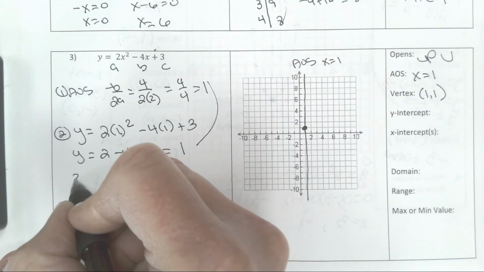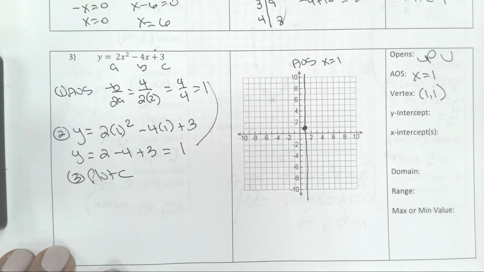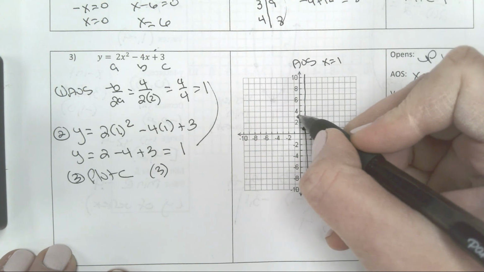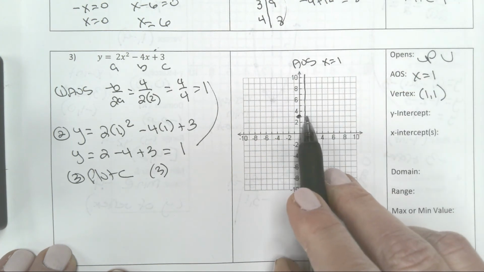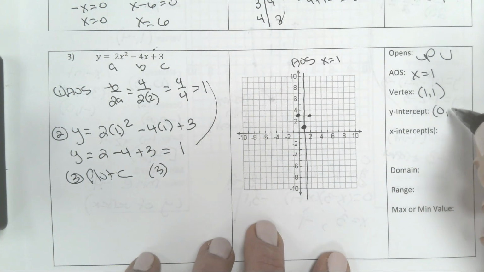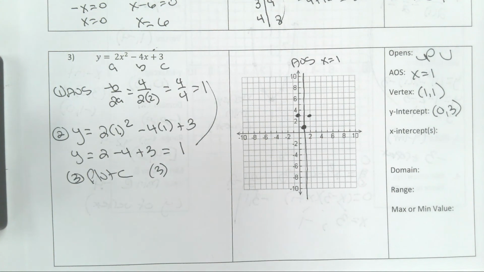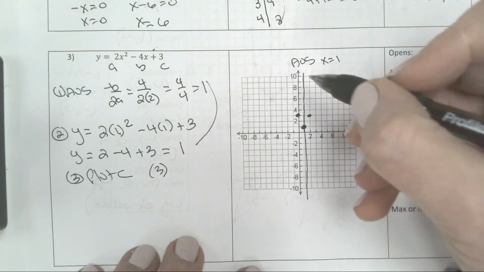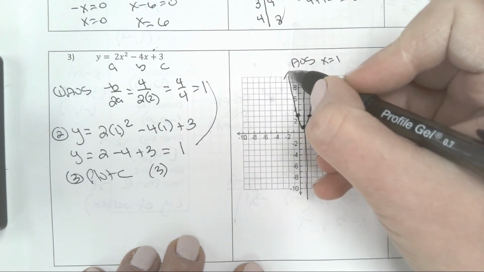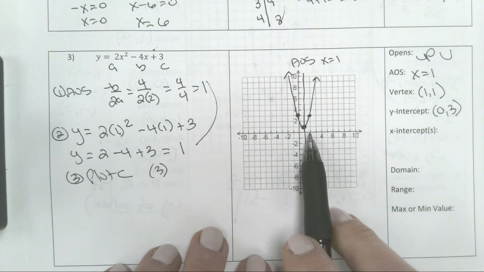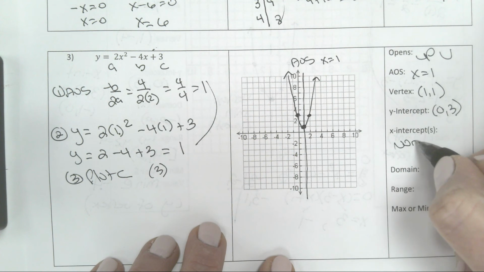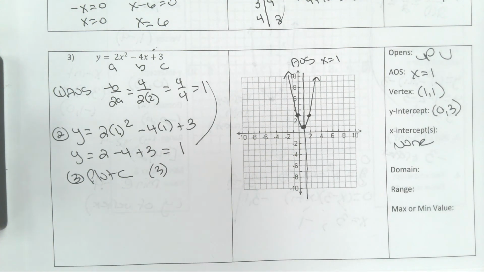Y-intercept. So step 3 is plot C, which is your y-intercept, and reflect it. So this is 1 away from the axis of symmetry. I'm going to reflect it to the other side. So my y-intercept is at 0, 3. Your x-intercept. So normally I would factor it, or maybe make a table of values. But I have 3 points, and my vertex is above the x-axis. So in this case, my x-intercepts are none.